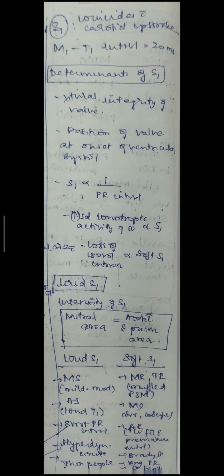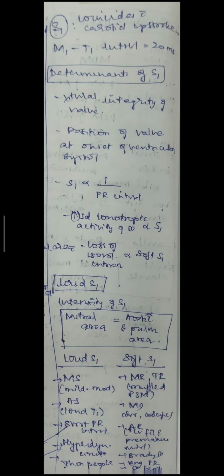And a short PR interval, as I said, and hyperdynamic circulation, where the heart rate is higher and more contractions are seen. In thin people, you often expect a loud S1. What hyperdynamic circulations should you know? Fever, sepsis, pregnancy, thyrotoxicosis: all those conditions are hyperdynamic circulation. What are the soft S1 conditions? Soft S1 conditions include MR and TR.